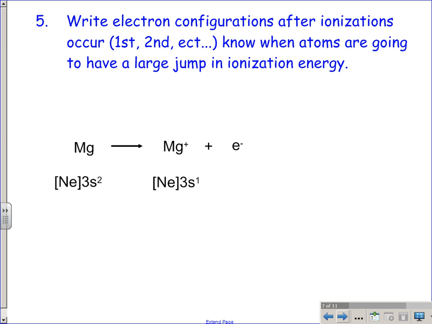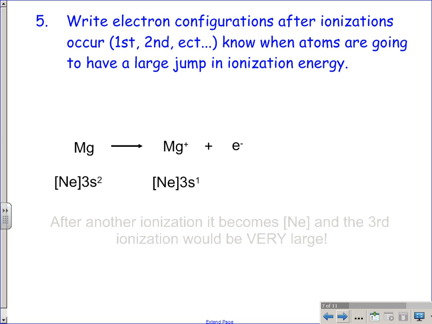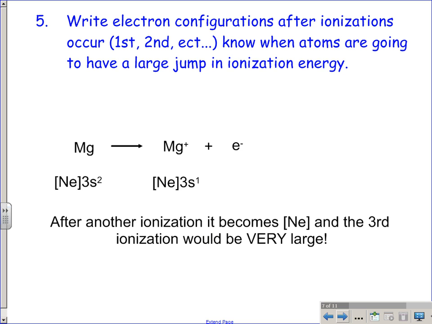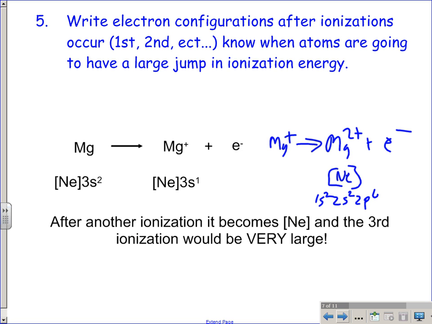Now, if we underwent another ionization, then we would be down to neon. So if we went through another ionization, we would end up with Mg2+. That's what the reaction would look like for the next one, and that would end up giving us neon. Now, once you've got neon, if you're looking at the periodic table, that's 1s2, 2s2, 2p6.